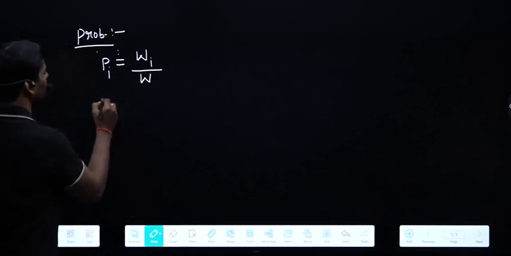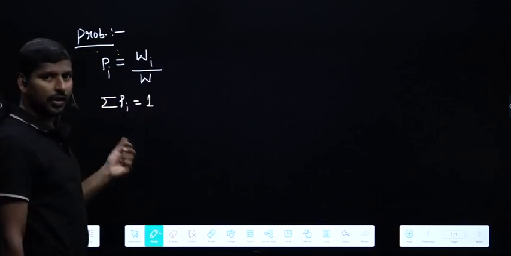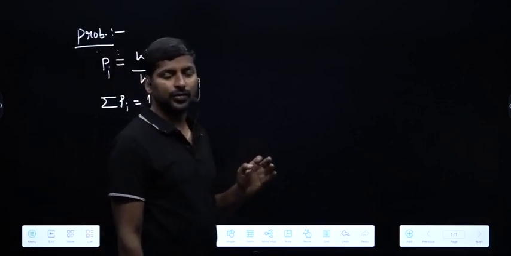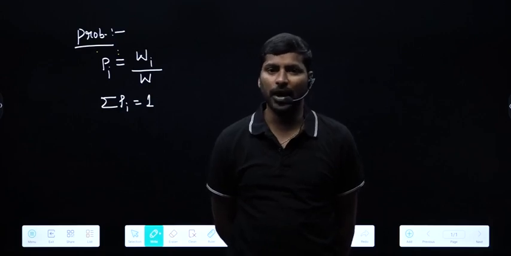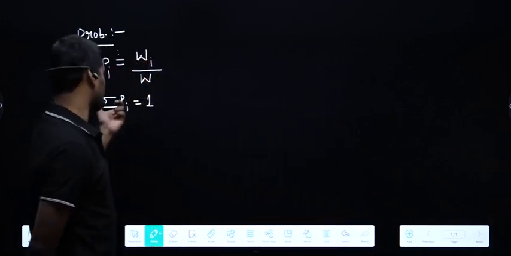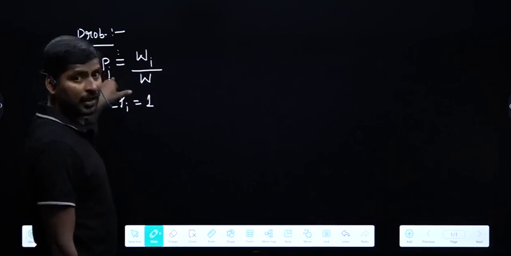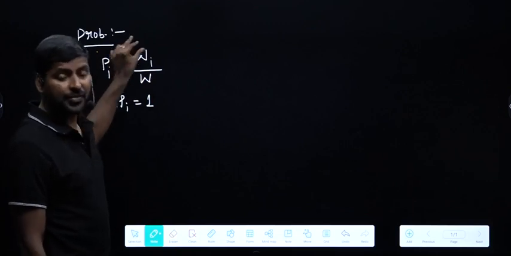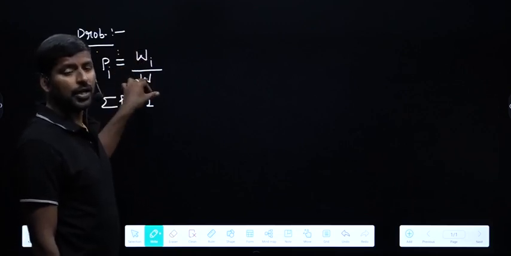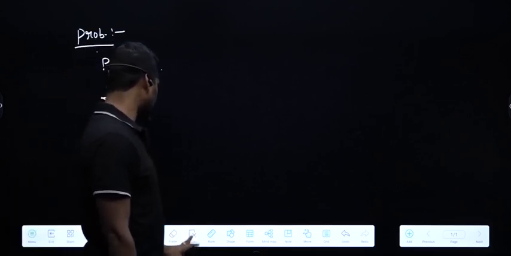Always the sum of the probabilities is equal to how much? 1. For example, if you toss a coin, the probability of getting head is 1 by 2. The probability of getting tail is also 1 by 2. So 0.5 plus 0.5 is 1. So always the total probability is equal to 1. So the probability of a particular configuration is equal to the number of ways of achieving that configuration divided by the total number of possible arrangements. That is the probability.